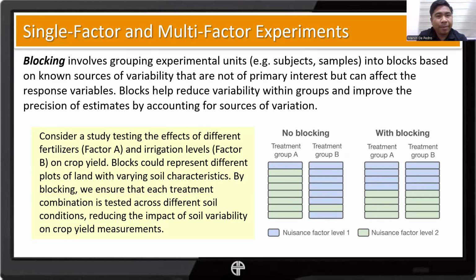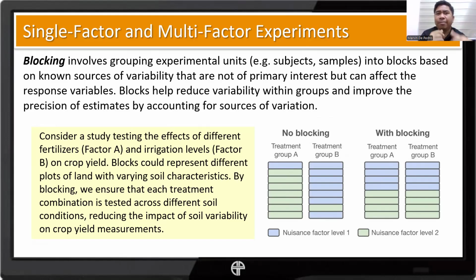So, let's consider a study testing the effects of different fertilizer, that would be our factor A, and the irrigation levels, so another factor. So this time it's no longer single factor. We are considering two factors. So the blocks could represent different plots of land with varying soil characteristics. And by blocking, we ensure that each treatment combination is tested across different soil conditions, reducing the impact of soil variability on crop yield measurements.